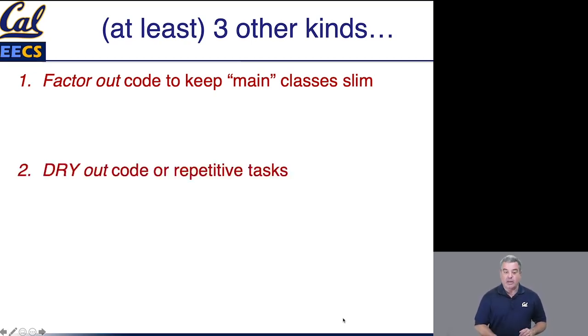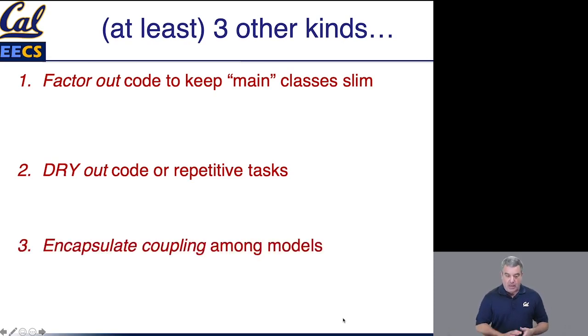That's one category. A second category is code that will help you dry out other parts of your app, or maybe even dry out repetitive tasks by automating them. And the third kind is code that encapsulates coupling among models. And this is possibly the most interesting category. So let's talk about some examples of each of these in turn.